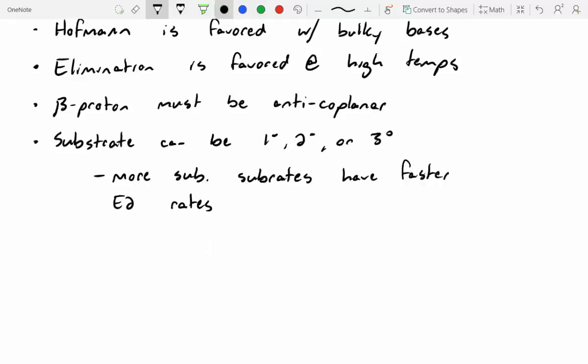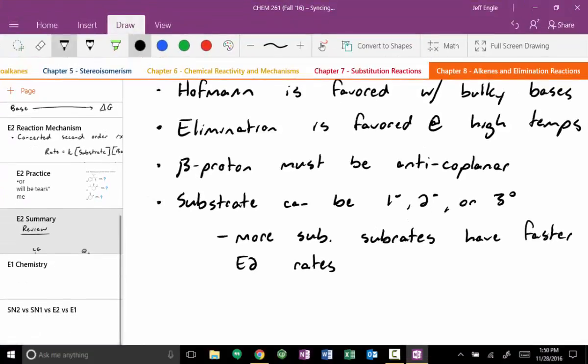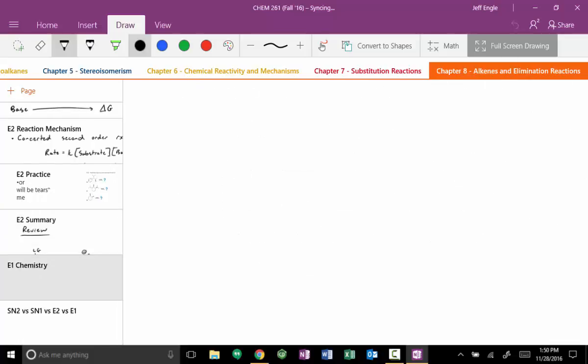All right, so let's switch gears and talk about E1. Good news is E1, I think, is pretty straightforward and simple, and then we'll go through some more challenging practice problems. And with E1, we already did some basic mechanisms. We said with E1, it's similar to SN1, where you have a good leaving group. And what's the first step going to be? Yeah, leaving group falls off.